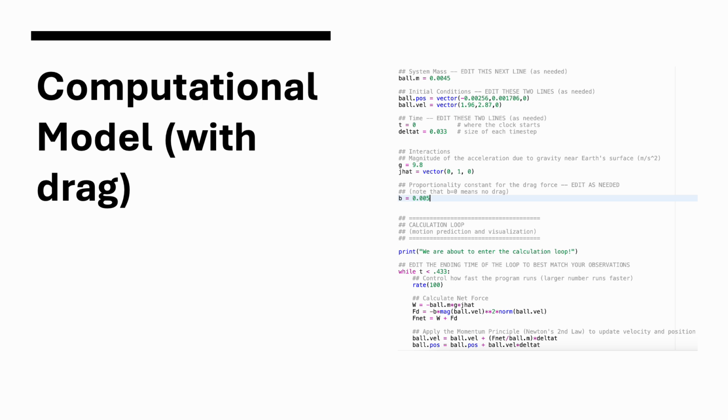Then, we edited the way that we calculated F-net by adding the calculation for the drag force, which uses the proportionality constant that we edited earlier. Finally, we add this newly calculated value to the F-net variable.